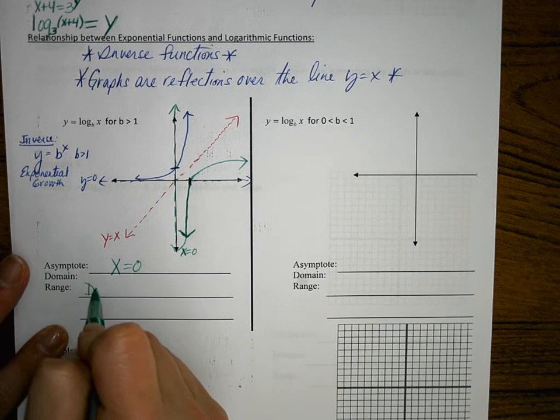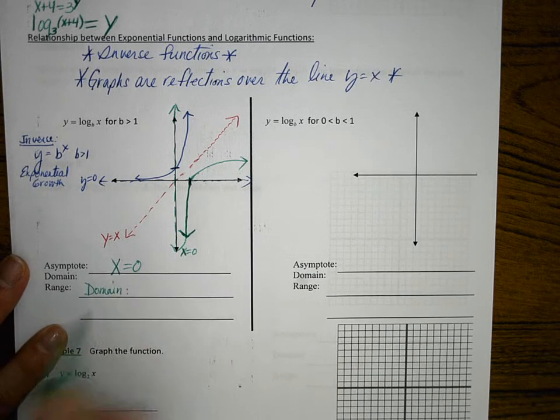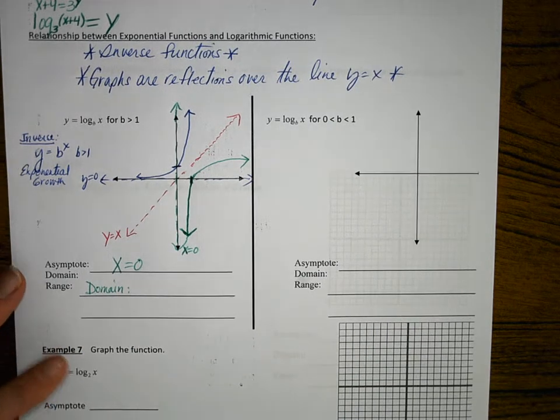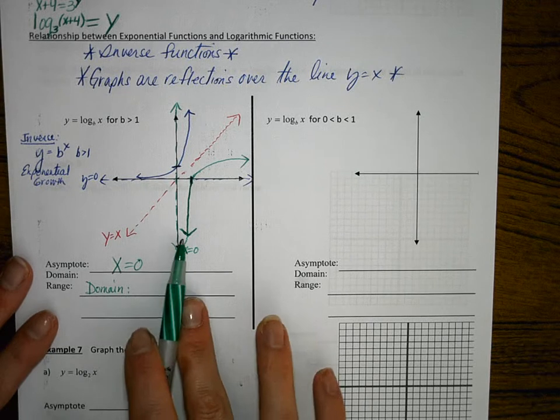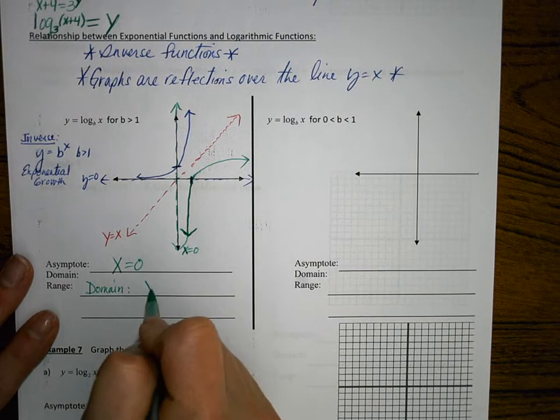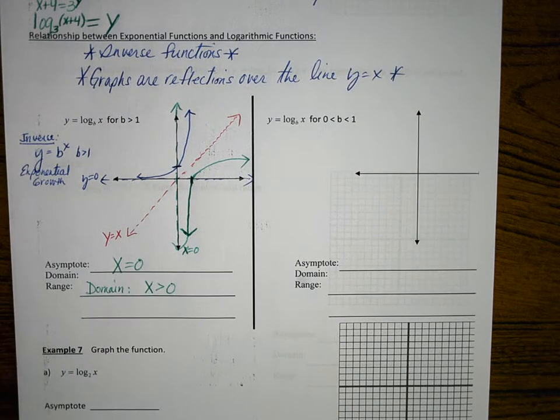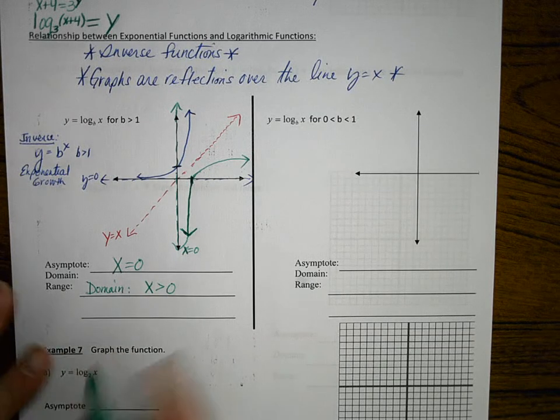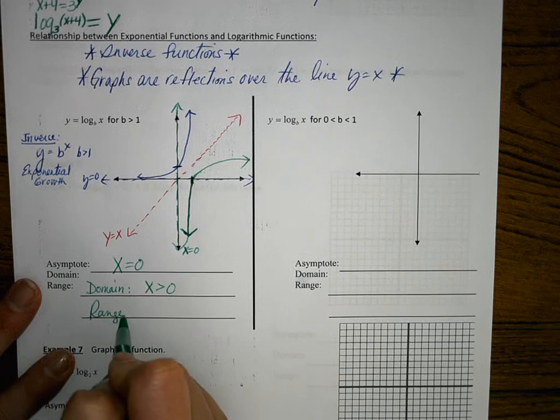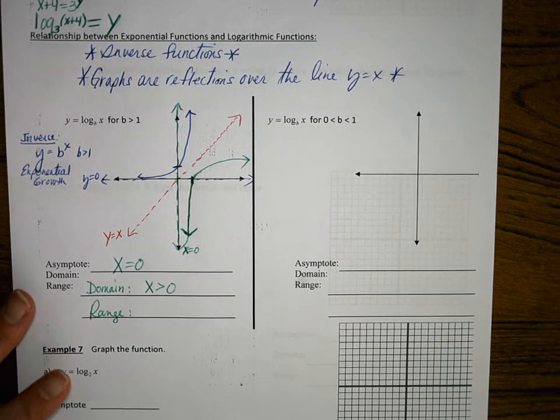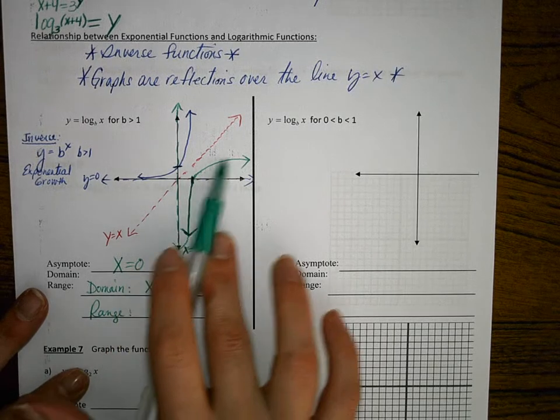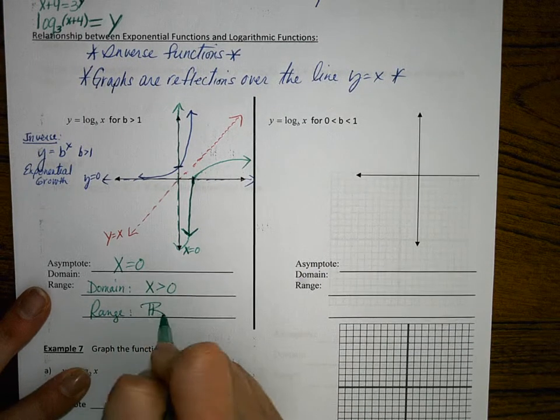What is the domain? What is my domain of that graph? My green logarithmic graph. x is greater than 0. I'm always to the right of that line at 0, right? x is greater than 0. I can never take the log of a negative number. That's illegal. And what about my range? Where are my y values? All real numbers. I have y's that are negative. I have y's that are positive. All real numbers.